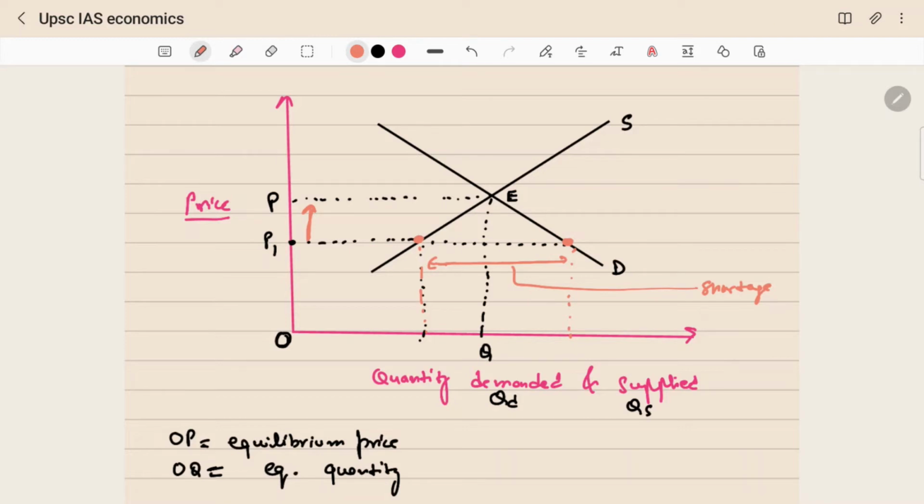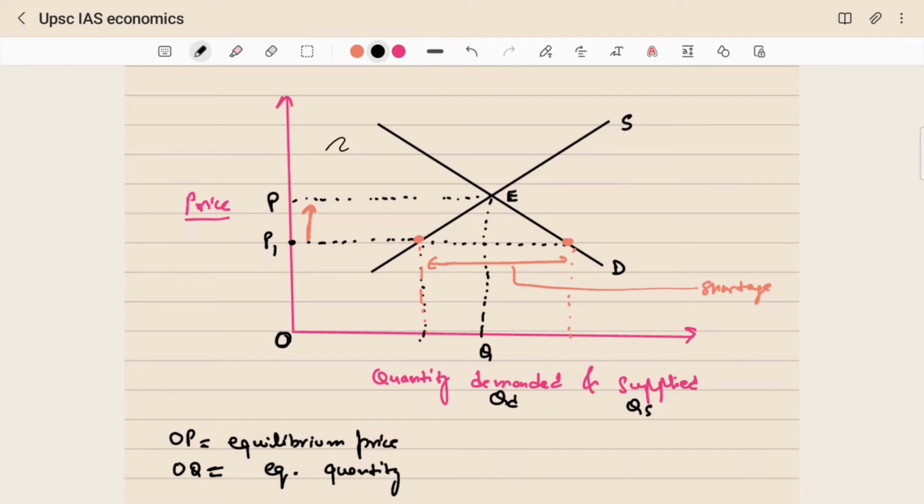And when price will increase, the supply will also increase and the consumer satisfaction will also increase. Therefore, in this example, we have seen that both the firms as well as the consumers will want that price will increase and it will become the equilibrium price. So this was the one side of the story. Now let us take the opposite example.